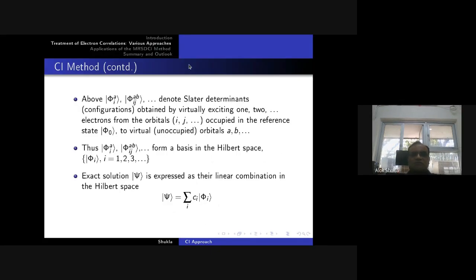Okay, so above Φ_i^a, that is a singly excited configuration, doubly excited configuration, etc., denote Slater determinants. Or, if you are imposing the angular momentum symmetry, that is the spin symmetry, right from the outset, then they could also be configuration state functions, CSFs. Okay, and they form these Φ_0 along with all the excited determinants, that is singly excited, doubly excited, triply excited. They now form the basis of the many particle Hilbert space.